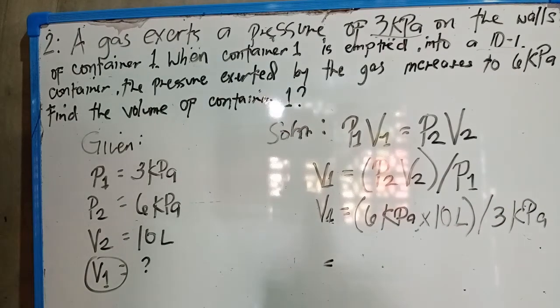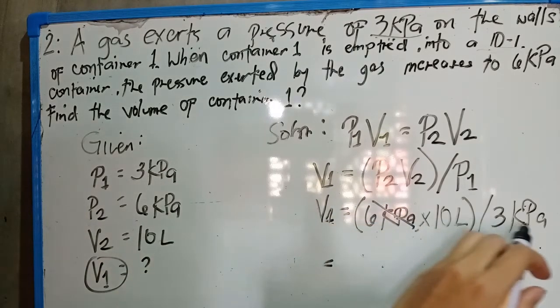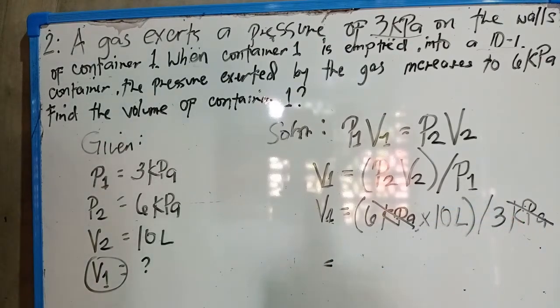So, 6 times 10 liters. Then, divide by 3. So, we cancel out our pressure, then the liter unit remains. So, the initial volume is equal to, yes, our initial volume is equivalent to 20 liters. So, that's what happened. So, 20 liters is our initial volume.